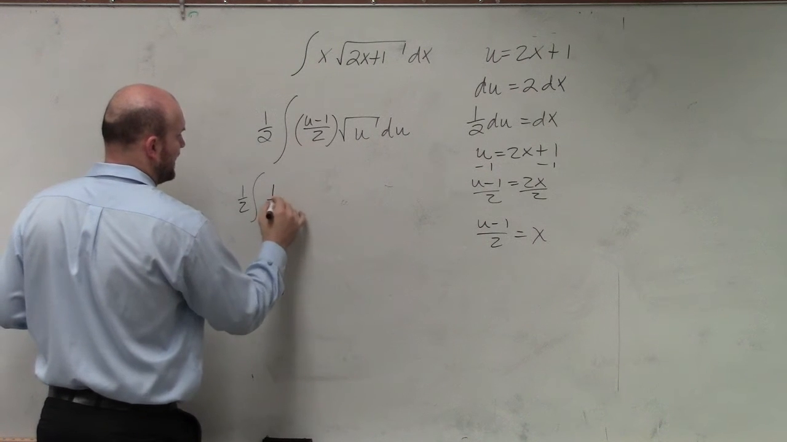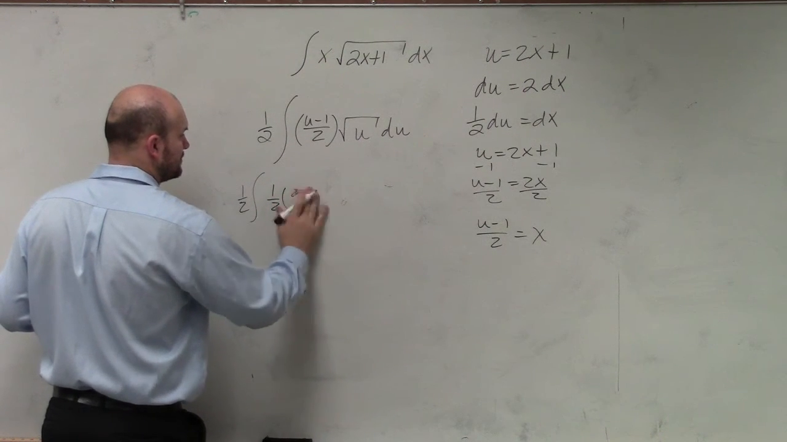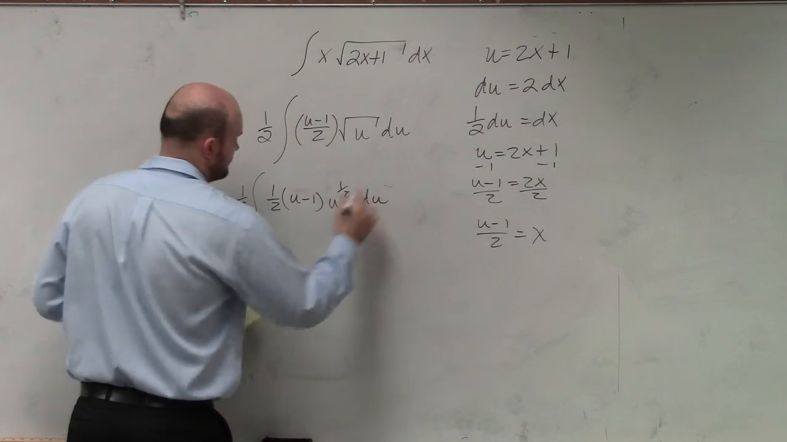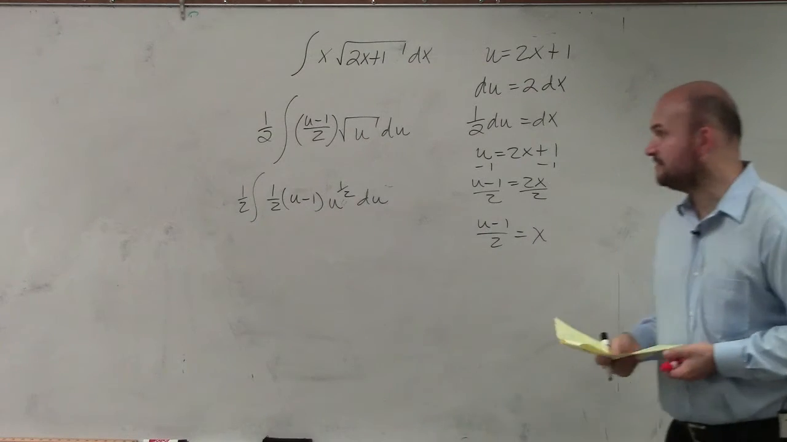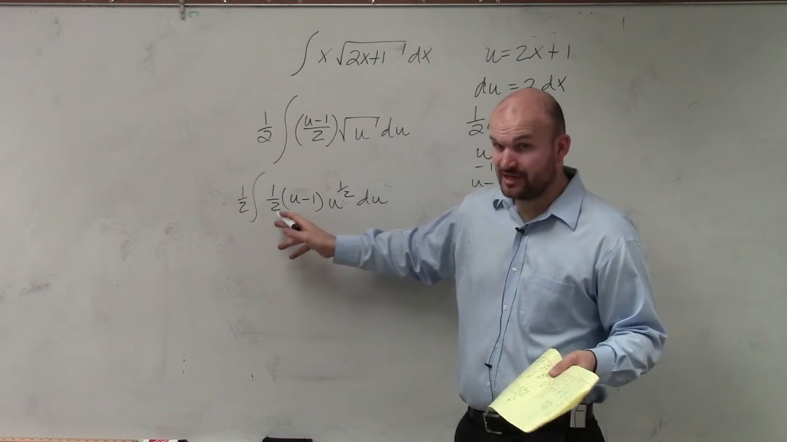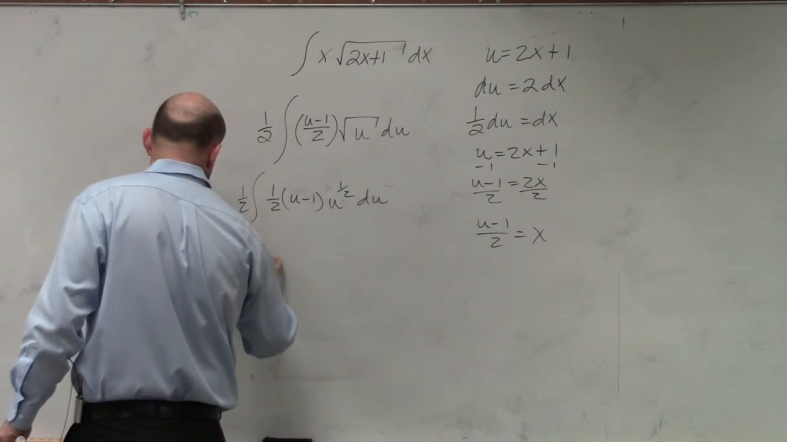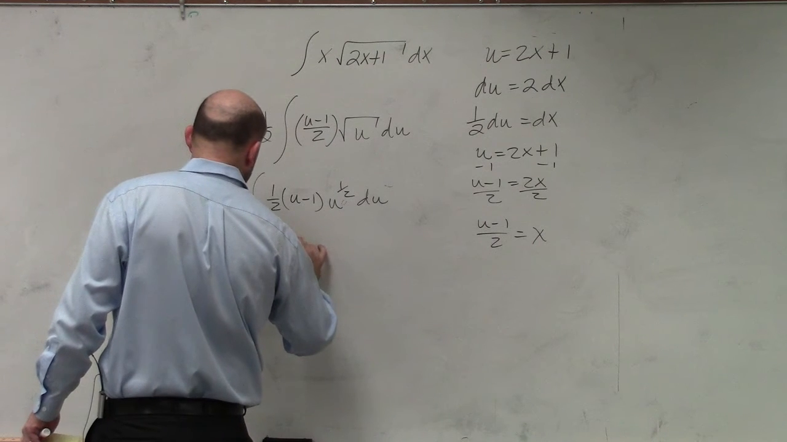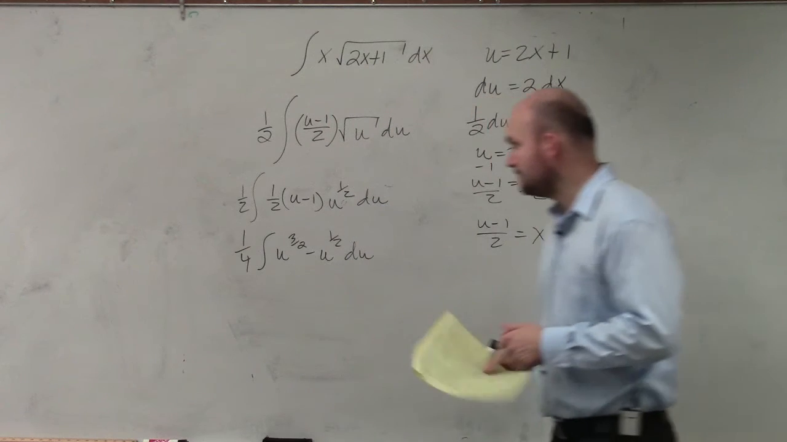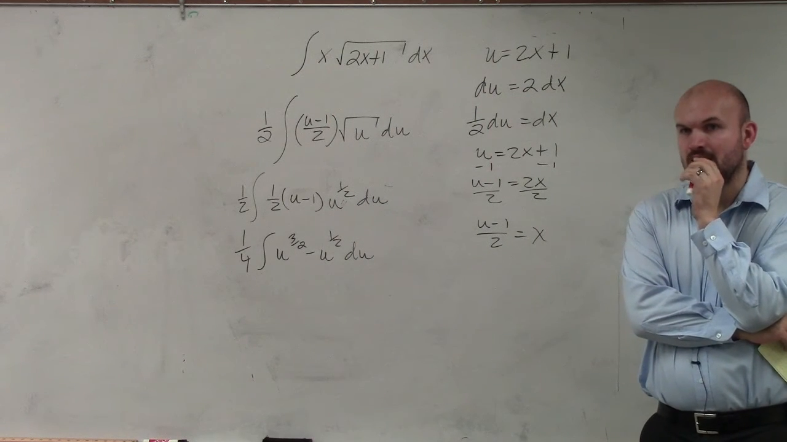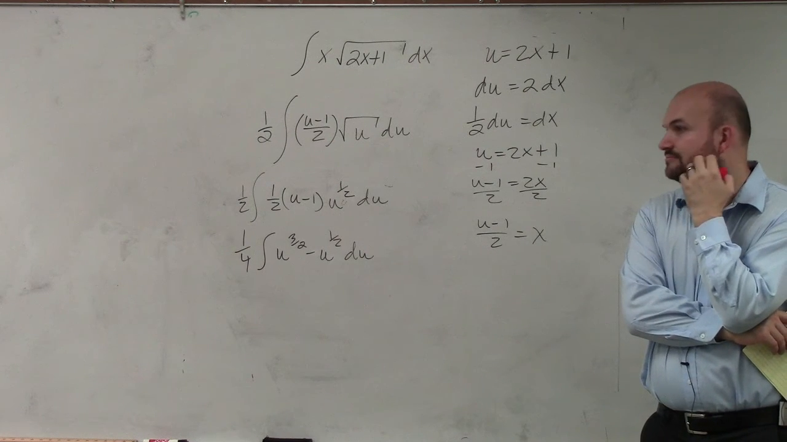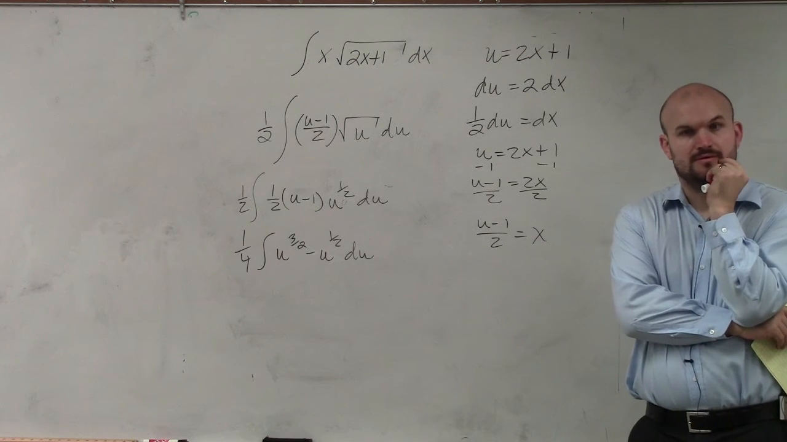I could pull out that 1/2 and do u minus 1. Does everybody see how I took out the 1/2? Then I could take out the 1/2 one more time. This 1/2 is another constant, so I could take it on the outside. So therefore, that's really 1/4 times the integral of u to the 3/2 minus u to the 1/2 du, just adding with my rules of exponents. No? Yes?